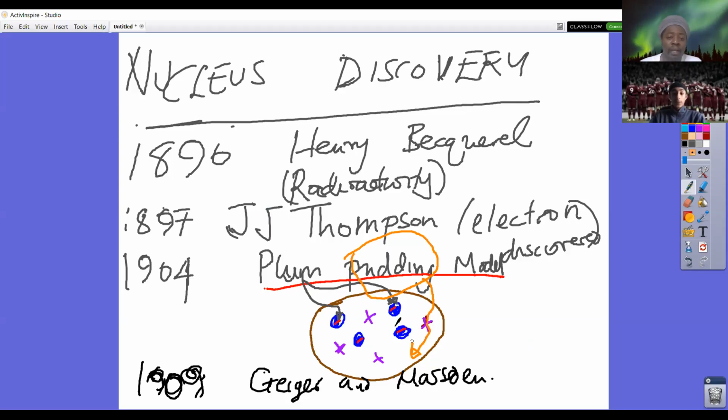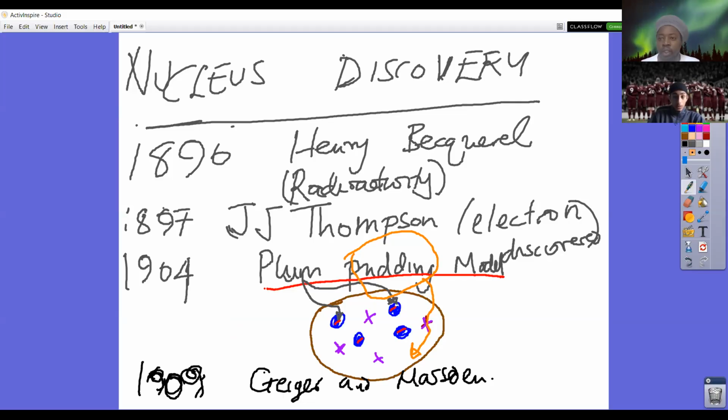Because they were all basing it on the plum pudding model, they had certain expectations if they fired these alpha particles. Now, here I've jumped into radioactivity a little bit, but just to remind you, an alpha particle is a helium nucleus, and it is ejected from atoms or elements, or isotopes more specifically, that are radioactive. Okay, so the idea was to bombard this gold foil.